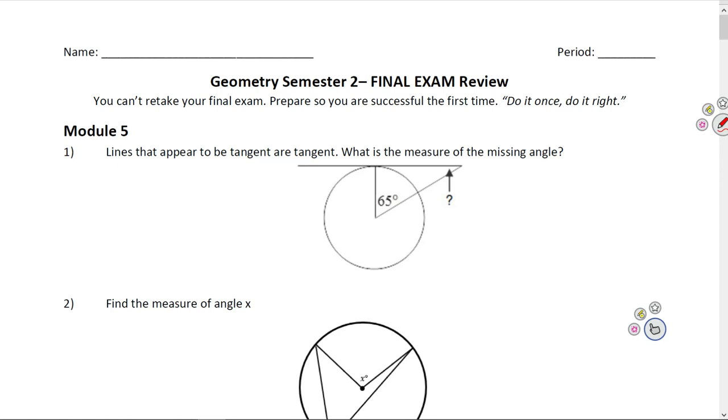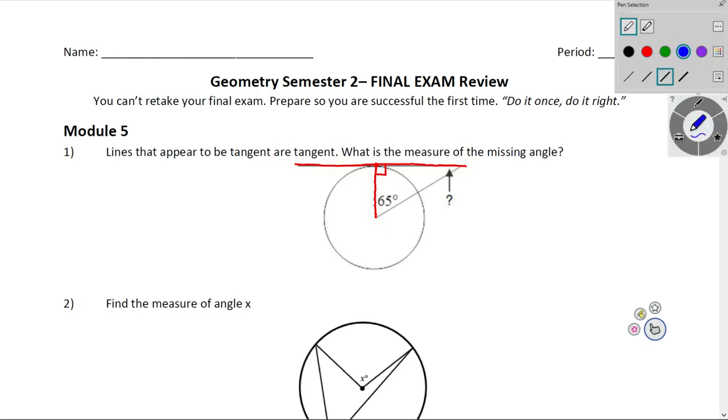It starts in the same order that we covered the content this year, and we start with Module 5. So number 1, lines that appear to be tangent are tangent. So this line right here is tangent, which means it touches the circle at exactly 1 point. We will assume this to be a radius of the circle, and the tangent and the radius are perpendicular. We talked about that earlier. So that's useful to know.